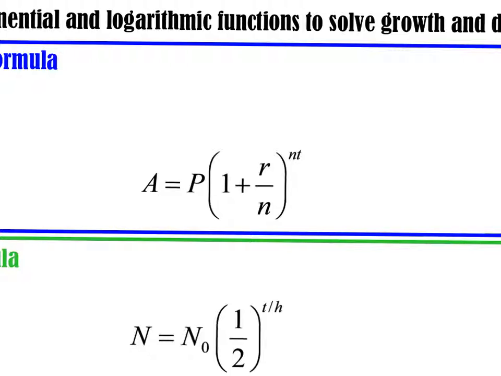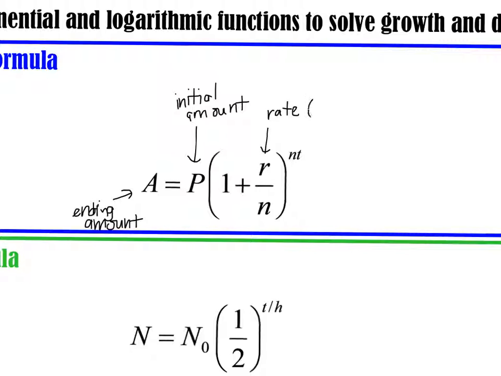So for this first formula that you see here, A equals P times 1 plus R over N to the NT. Just quickly to define the variables for you. This P value is the initial amount, and A is the ending amount. We also have R, N, and T. R stands for the rate. You do have to make sure to always convert a percent to a decimal.